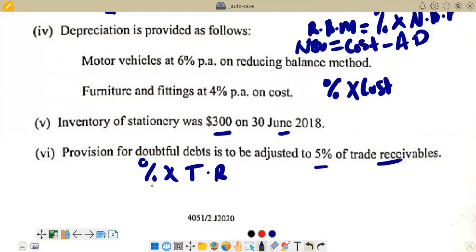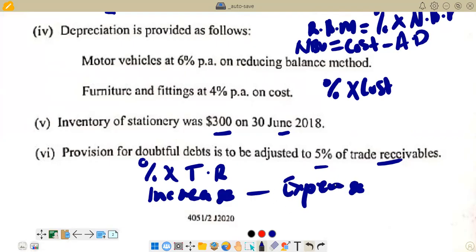If there is an increase in the provision for doubtful debts, this represents an expense, and we include it under operating expenses in the profit and loss account. But if it's a decrease, it represents income, and we include it under other income. So that's what we have in terms of additional information.